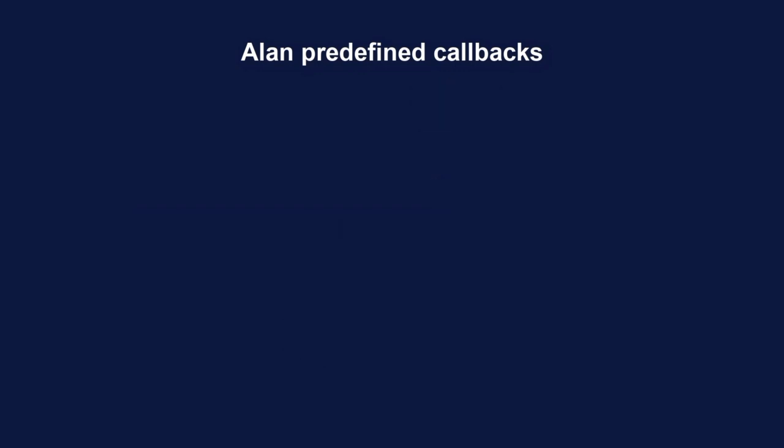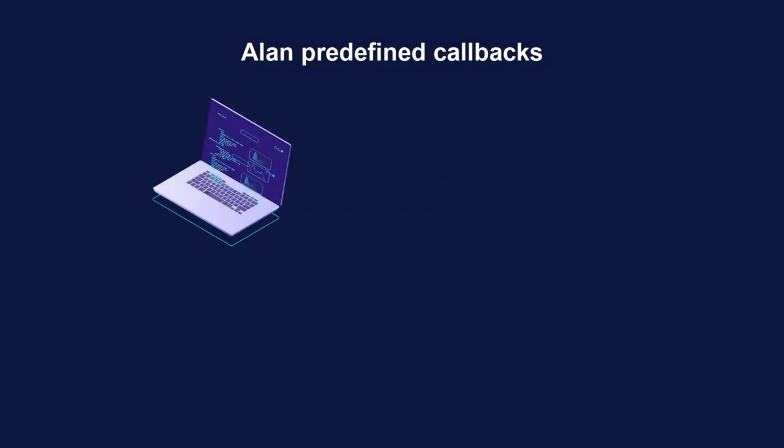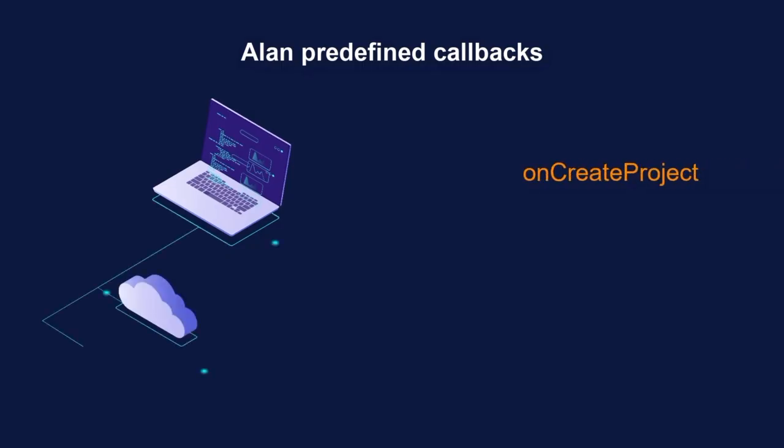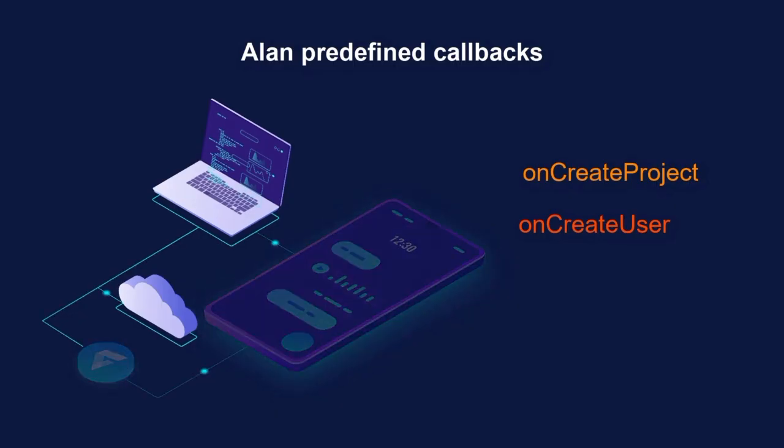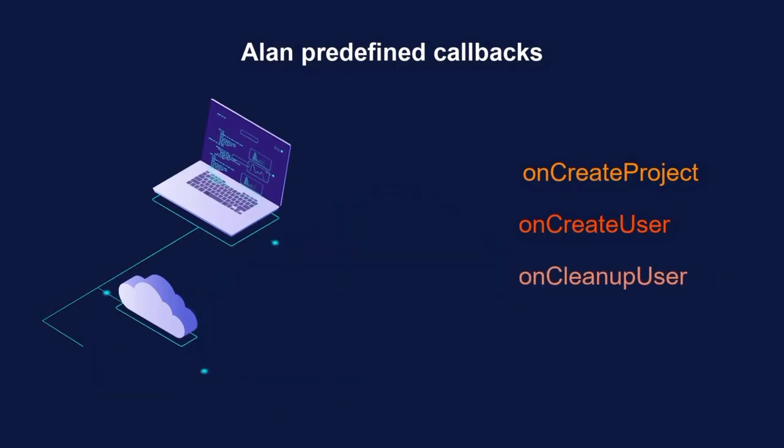Here's a list of lifetime callbacks you can use. First, onCreateProject. This callback is invoked when the project is launched in the cloud, and here you can do any data initialization. Next, onCreateUser. This callback is invoked when the user starts a voice session. At this point, you can set user-specific information. Lastly, onCleanUpUser happens when the voice session ends. Here, you can trigger cleanup options if you need them.